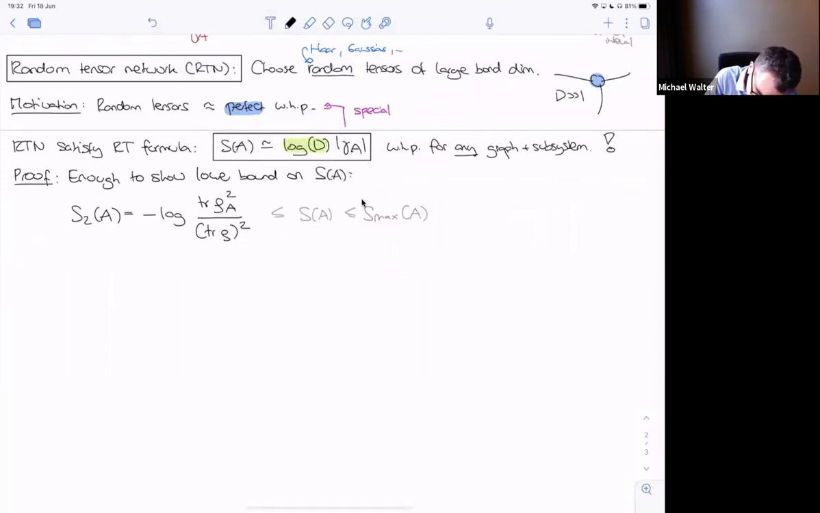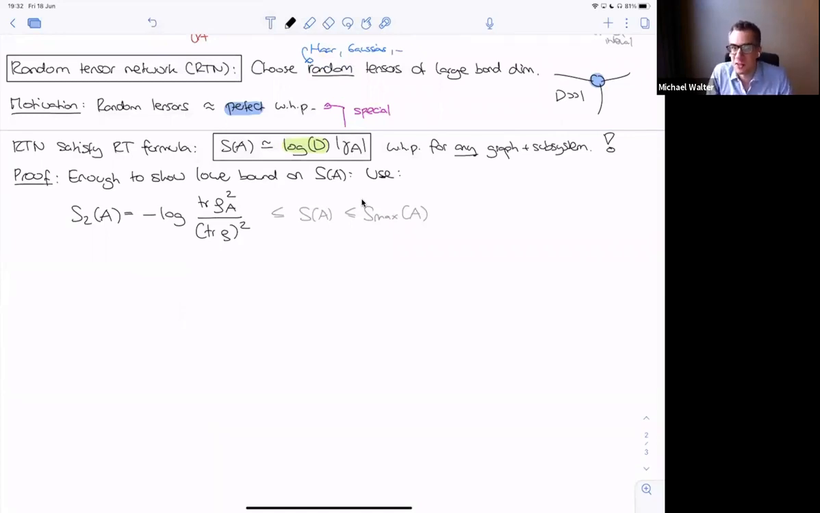Well, I guess we want to show a lower bound on entropy, and we are going to use the Rényi 2 entropy. Now, I want to tell you the two key ingredients that matter here, and I think you know them very well, in fact, maybe from Netta's lecture. Well, one of them anyways.